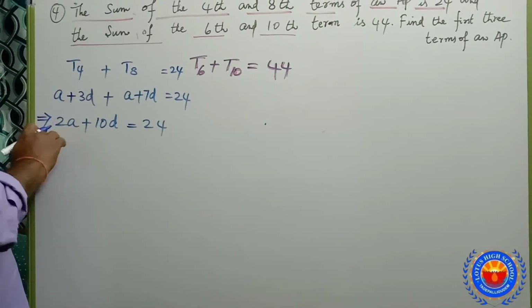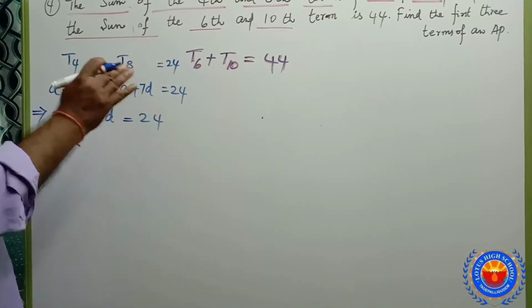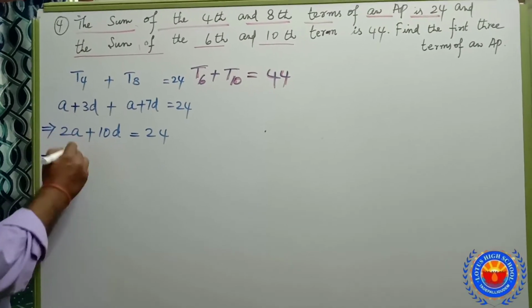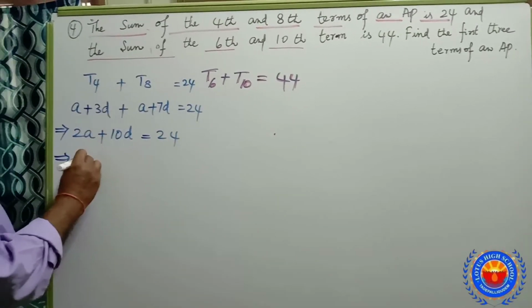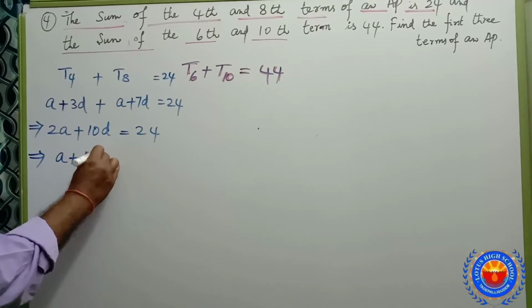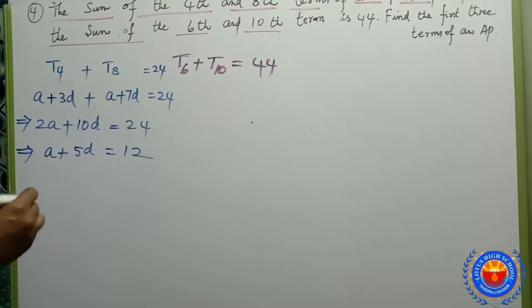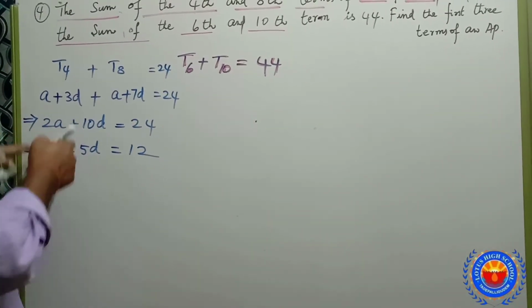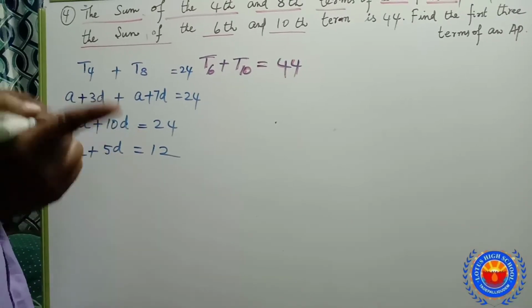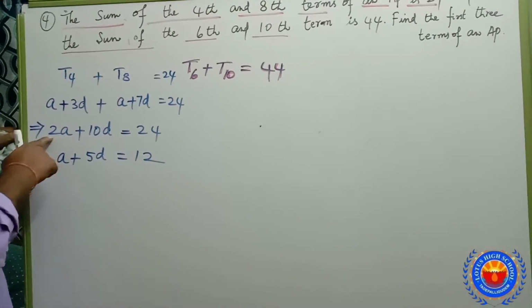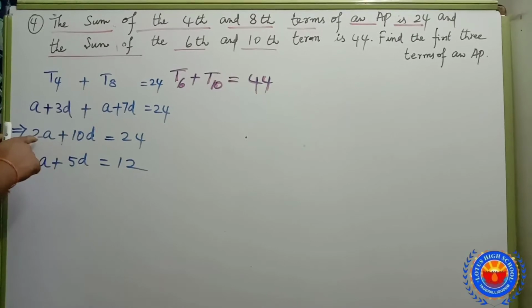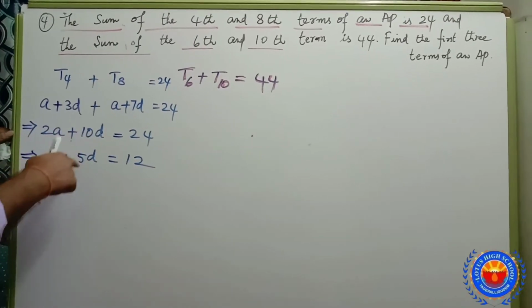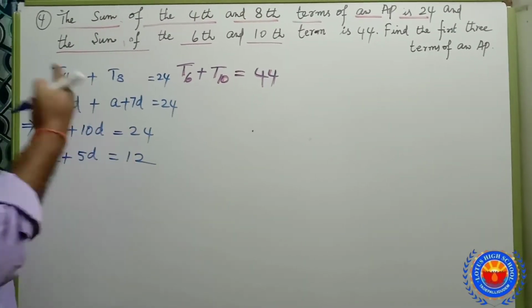The 2 will be transposed, that's why we divided by 2. Very simple: divide by 2 throughout. So A plus 5D is equal to 12. Understand or not? Very easy. Whatever method you want, divide by 2: 2 by 2 is 1, 10 by 2 is 5, and 24 by 2 is equal to 12.